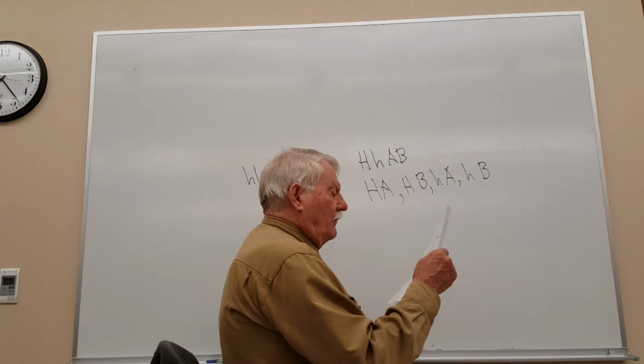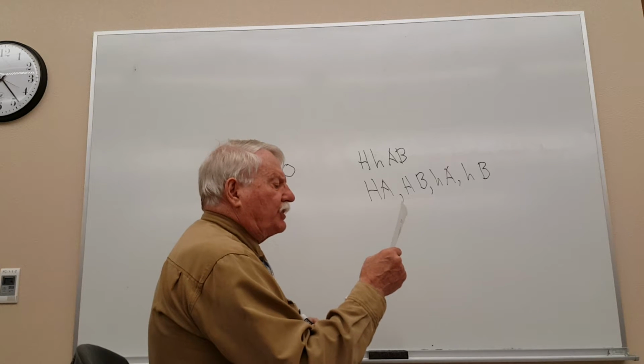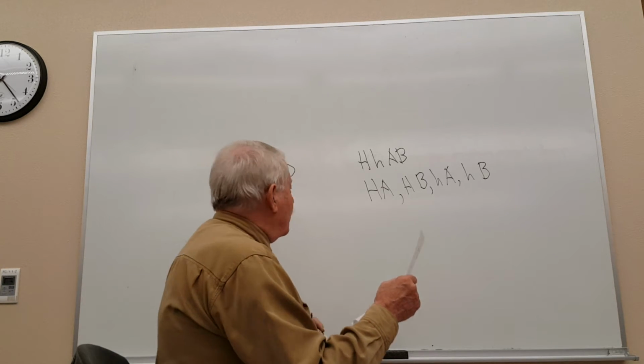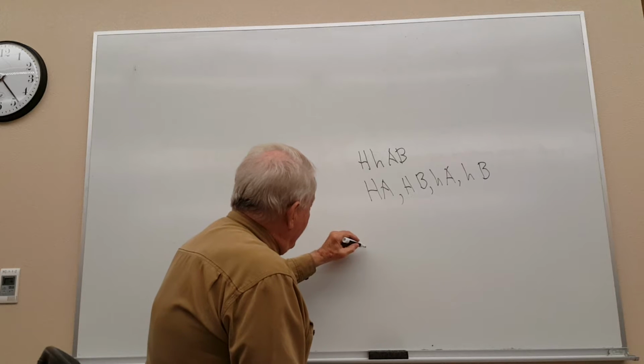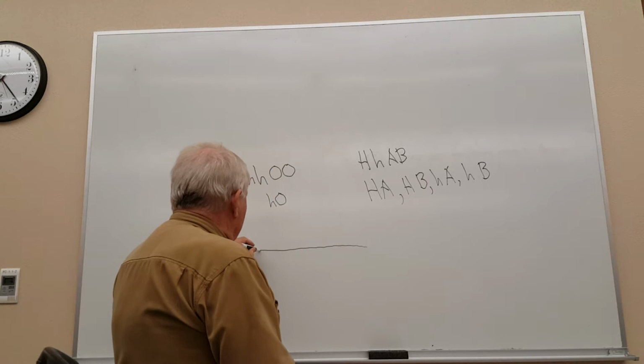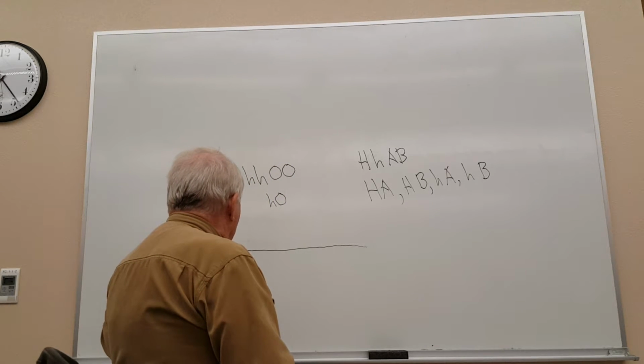What is the probability they will have a child with dark hair and blood type A? Well, the next thing we've got to do is do our Punnett square.